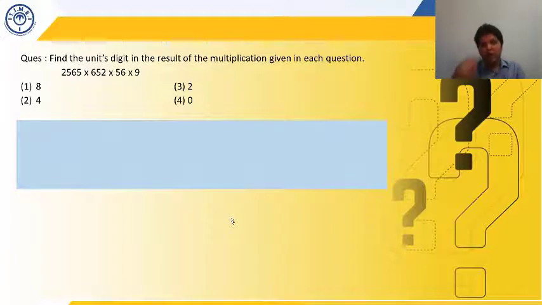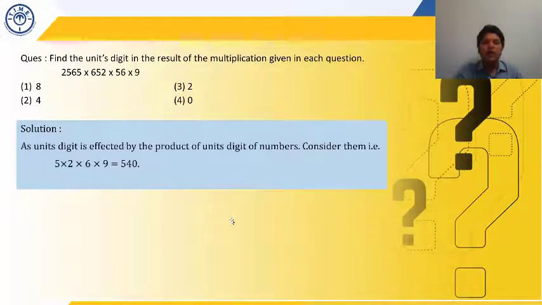So if I want to get the unit digit, I am only concerned with the unit digit, not the tens digit, hundreds digit and so on. So in this question, I need to find the unit digit of this multiplication, so I only need to consider the unit digit of all these four numbers. What is the unit digit of 2565? It is 5. What is the unit digit of 652? It is 2. What is the unit digit of 56? It is 6, and 9 is already at the unit place, so it is 9.